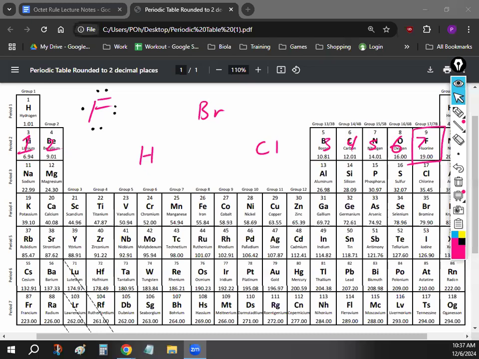Alrighty, guys, let's go over the remaining 3. So let's start with H. If you guys take a look at H, it's right here at the top left. It's box number 1 in its row. So H is going to have 1 valence electron. Okay, so let's jot that down underneath the Lewis structure, that H has 1 valence electron.